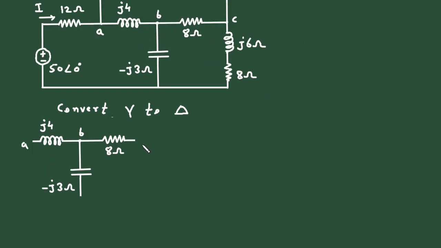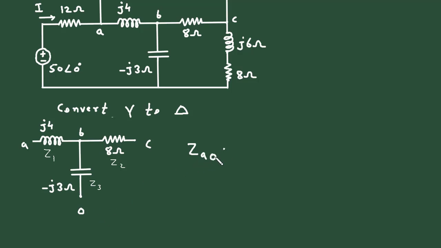Here we can see this is A, this is B and this point is C. And let's say this point is O. So let's say this is Z1, this is Z2 and this is Z3. So now we have to find AO, then AC and CO. So first we will find ZAO.